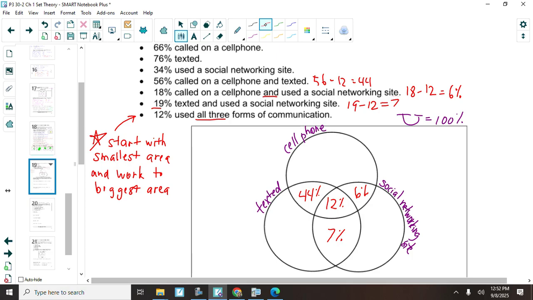All right, now here we go. Here's a single. 34 used a social networking site. That means in this whole circle, it should add up to be 34. So we're going to start with 34 and subtract what we already have in our social circle. We already have a 12, a 6, and a 7. So how much is left over? Got to grab my calculator. 34, subtract 12, subtract 6, subtract 7. That gives us 9.